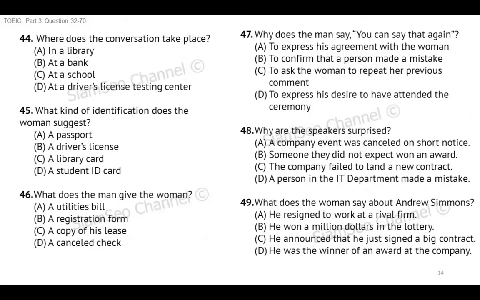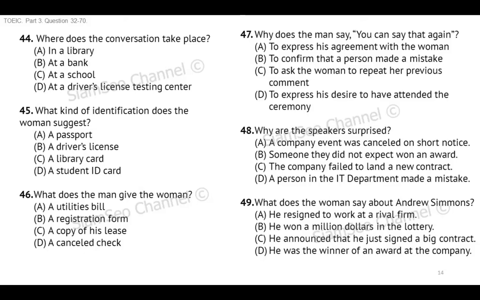Should both of them be picture IDs? I've only got my driver's license with me. One has to have a picture, but the other can be something such as a library card. Would you happen to have a bill with your name and address on it as well? Yes, I do. Here's my most recent electricity bill. Thank you very much. You're welcome. All right, let me complete the form right now.